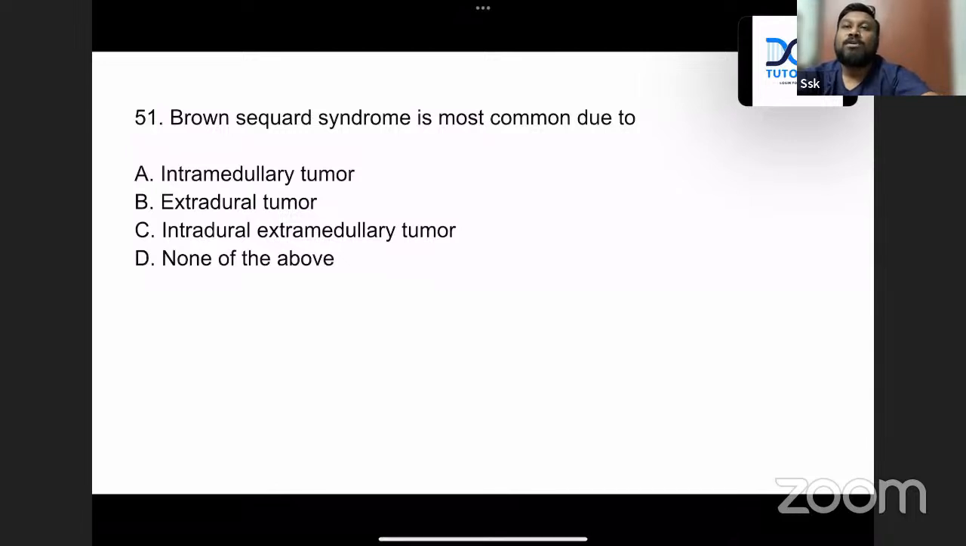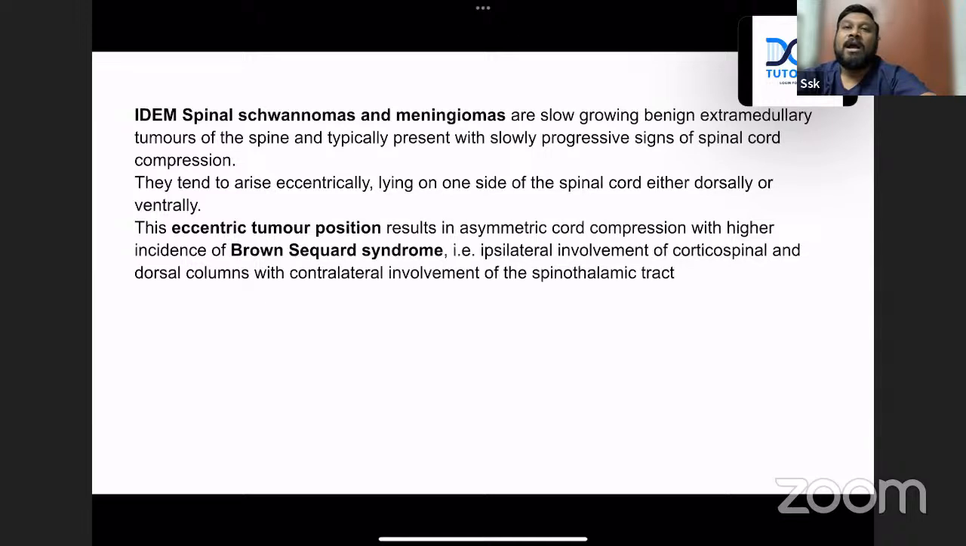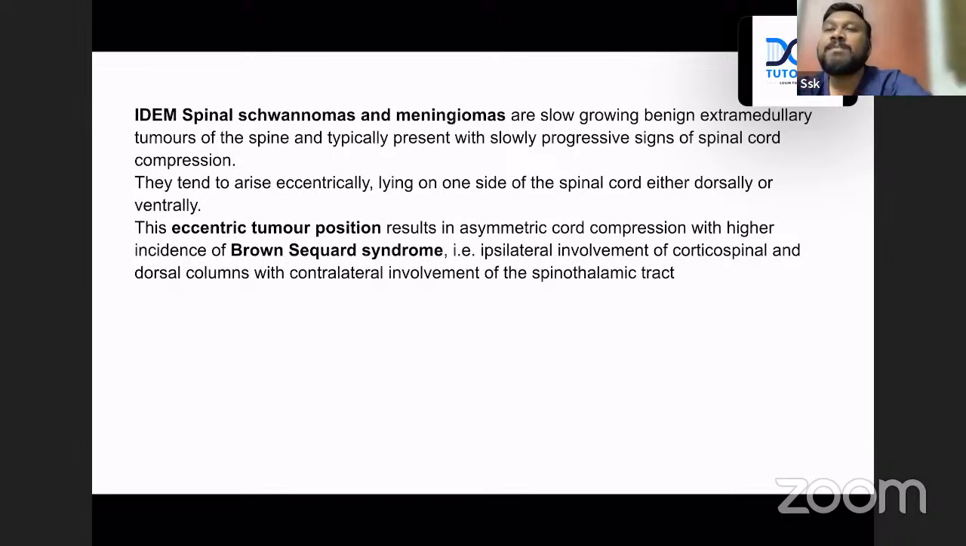Brown-Séquard syndrome is most commonly due to an intradural extramedullary tumor. This is very important. You have to remember this. These intradural extramedullary tumors are the spinal schwannomas and meningiomas, slow growing benign extramedullary tumors which compress on the spine, typically presenting with slow progressive signs of spinal cord compression. They tend to arise eccentrically, lying on one side of the spinal cord, either dorsally or ventrally. The eccentric tumor position results in asymmetric cord compression with higher incidence of Brown-Séquard syndrome.